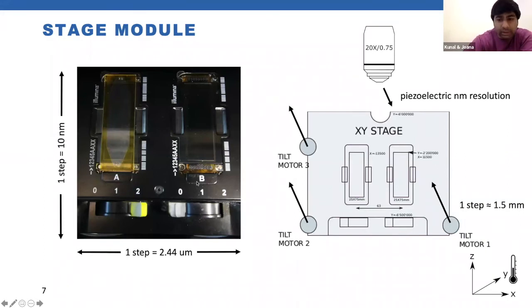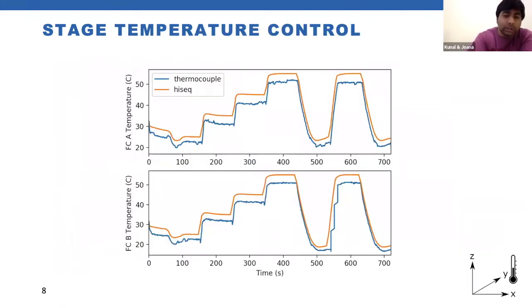And then underneath the stage, there's also a temperature control module. There are Peltiers, and cooling liquid can flow under the stage to adjust the temperature of the stage. So here we set the stage to various different set points, and we achieve pretty rapid heating and cooling.